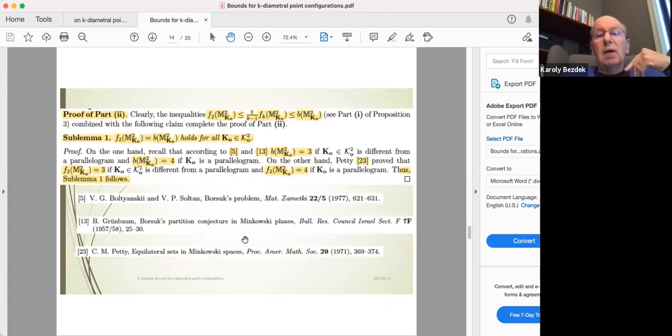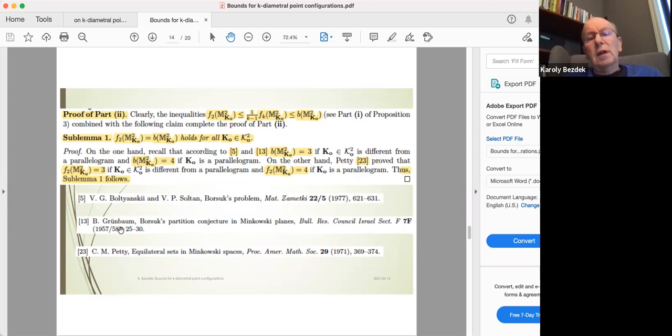So let me just point out that the two-dimensional case is really well understood, because in the two-dimensional case the following statement holds: the maximum cardinality of the equilateral set in a two-dimensional Minkowski space is equal to the Borsuk number of the two-dimensional Minkowski space. This has been done in these different papers.